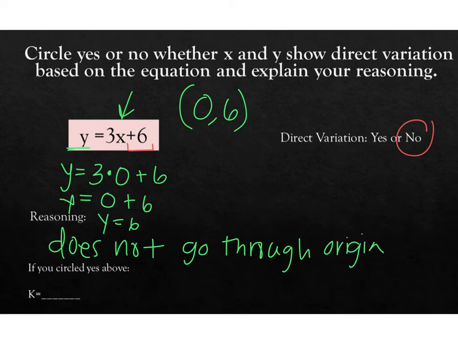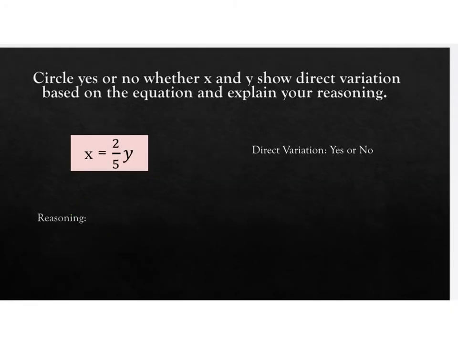Now, it is going to be a straight line, and it is going to be proportional. But since it doesn't go through the origin, this is not direct variation. So we're not going to answer our k there because, like I said, we are not seeing direct variation. All right, and here's our very last one.